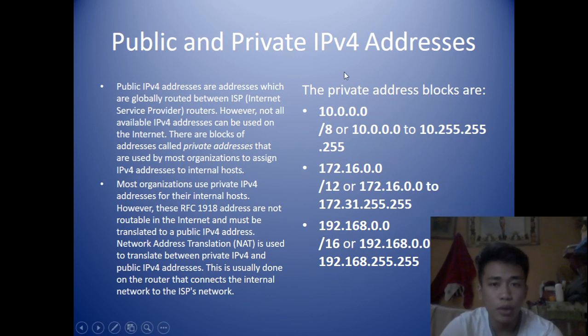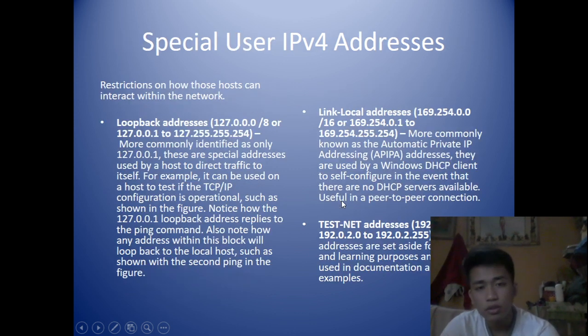So, public and private IPv4 addresses. The private address blocks are 10.0.0.0/8, which is 10.0.0.0 to 10.255.255.255, and 172.16.0.0/12, and 192.168.0.0/16. So these addresses are the private address blocks.